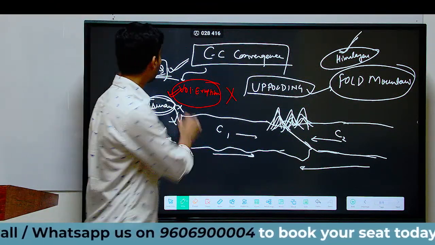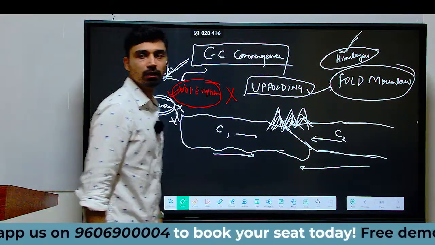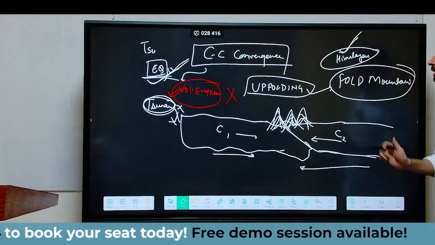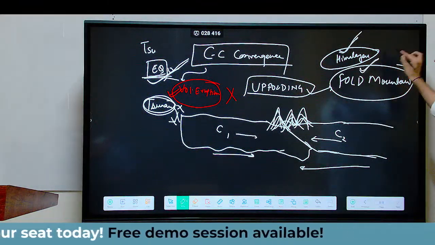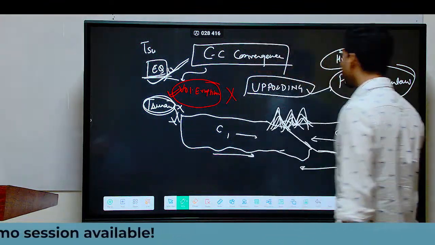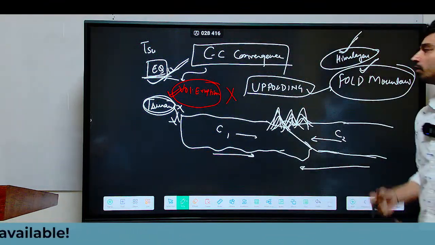So the only geophysical phenomenon that will occur here is the earthquake, and the physical feature that you will see developing here is obviously your fold mountain. So this is what we can understand as the result of continental convergence.